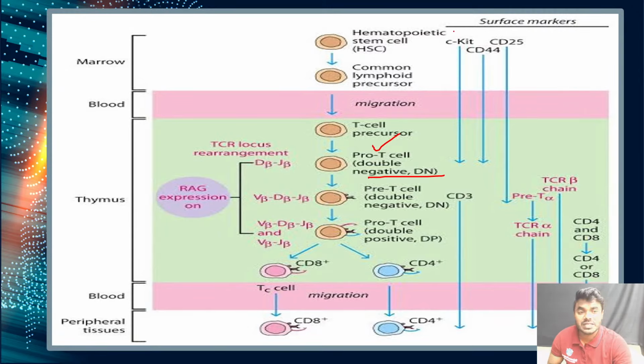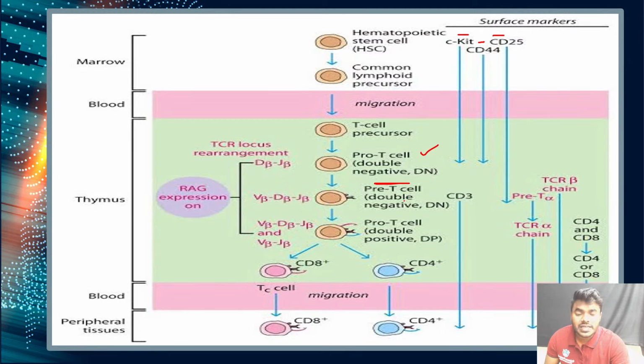What are the examples? c-KIT, CD44 and CD25. Kindly do not get confused with this particular point, friends. c-KIT, CD44 and CD25 are the three major surface markers present on the pro T cell. Friends, everyone listen to my statement. When the pro T cell is converted into the pre T cell, what are the various surface markers that get expressed? Just listen to my statements carefully. I'll re-explain.